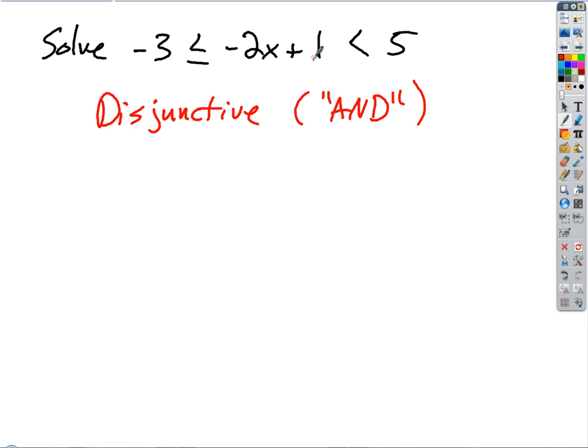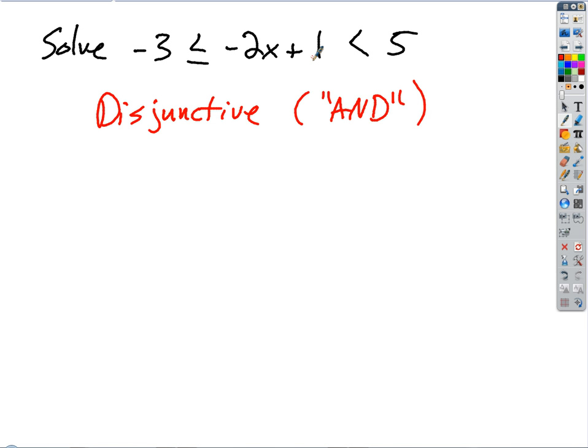Okay, so it's pinching the value of this statement in between these two endpoints, isn't it? Yes. Whatever negative 2x plus 1 is, and we've got to do some algebraic magic to isolate x, that expression is greater than or equal to the left endpoint of negative 3, and the right endpoint of 5 is less than that.